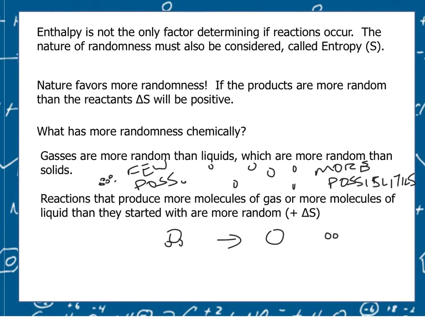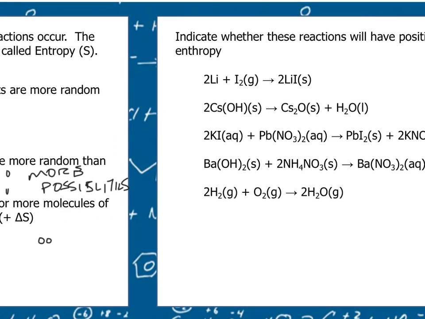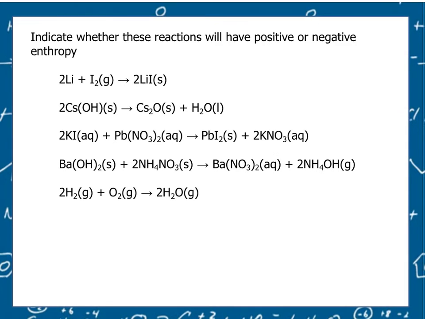So the main things to look at are states, and if you can't make a decision based on states, then look at the thing that produces a larger number of molecules. Let's get some examples here. Okay. This reaction is going to have a negative delta S because I lost gas. My gas, my more random state, turned into a solid. Okay. Here I have two solids turning into a solid and a liquid. This is going to be a positive delta S because we made a liquid.